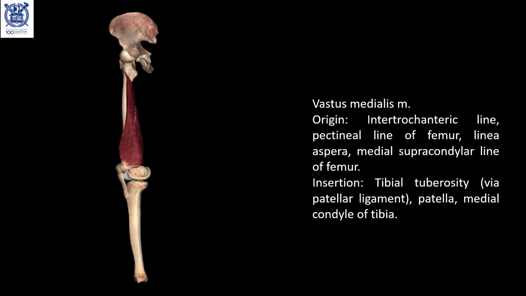Vastus medialis muscle. Origin: intertrochanteric line, pectineal line of femur, linea aspera, medial supracondylar line of femur. Insertion: tibial tuberosity via patellar ligament, patella, and medial condyle of tibia.